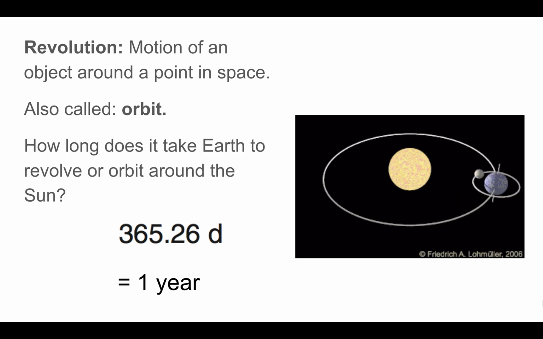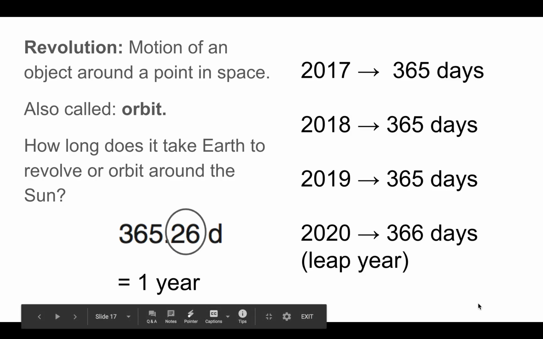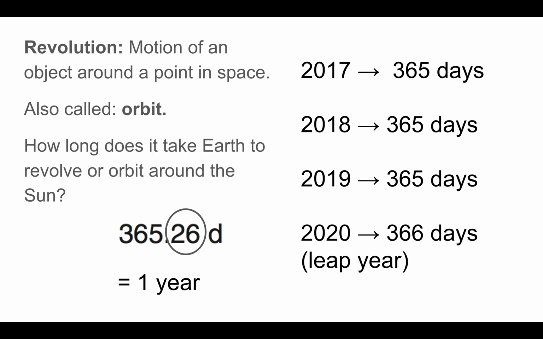In fact, this is how we measure a year, how long it takes us to go around the sun once. But you might think, what about that 0.26 days? Our year doesn't usually include 0.26 days. Well, let's think. Every 4 years, we have 366 days. So normally we have 365 days. That's the number of days we had for 2017, 2018, and 2019.